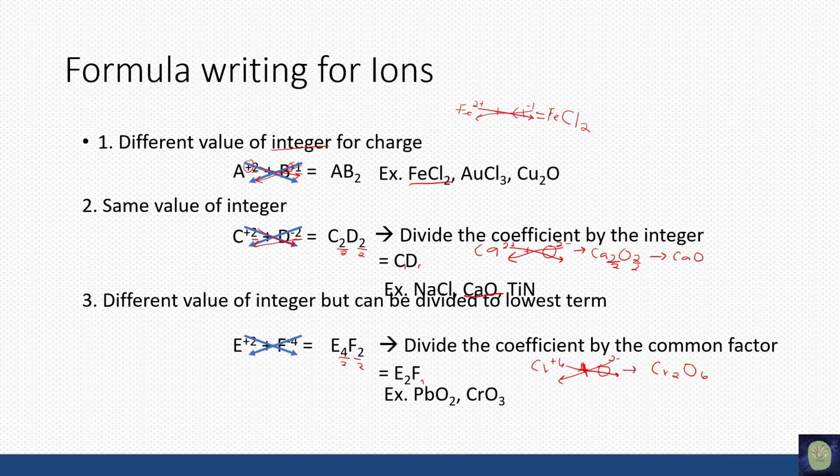Since these two can be divided by a common factor, which is 2, right? So 2 divided by 2 is only 1. You do not need to write. Oxygen, 6 divided by 2 is now 3. That's your CrO3. Okay, so that's how to write formula of the compound from your ions.